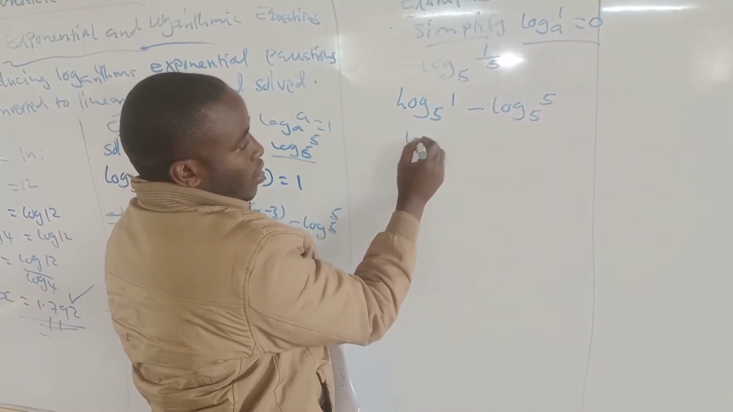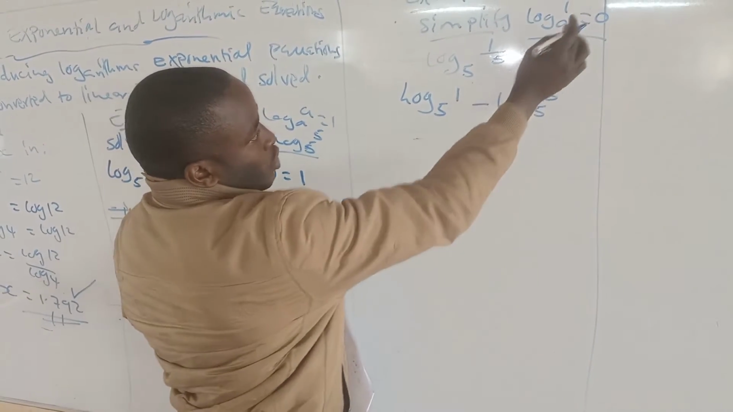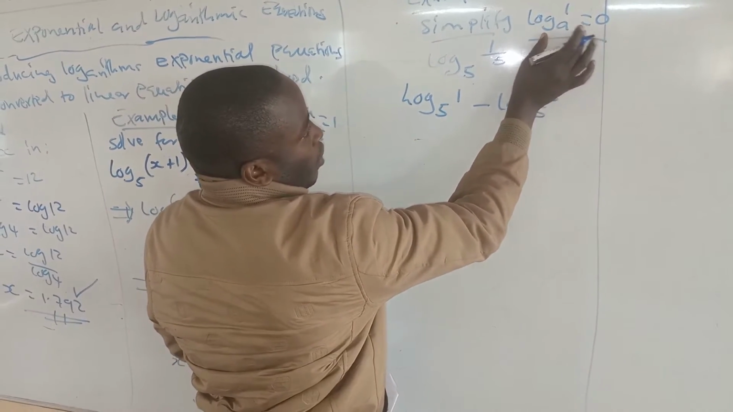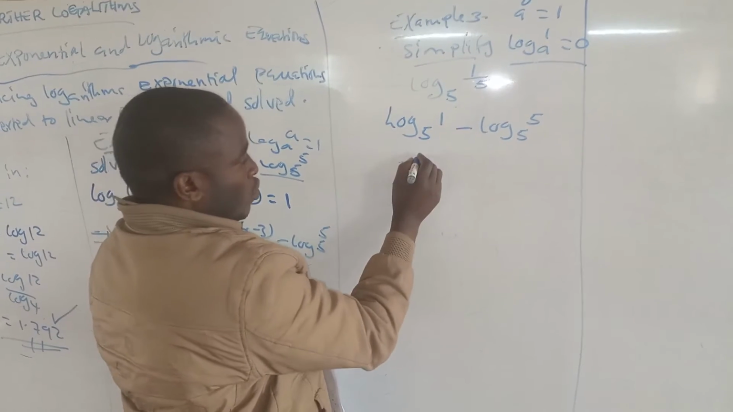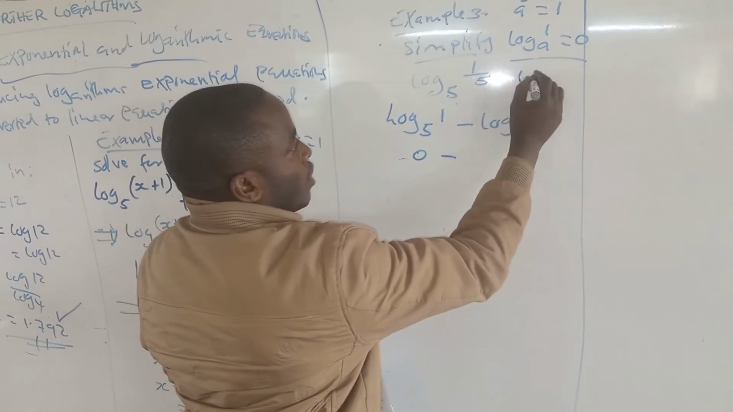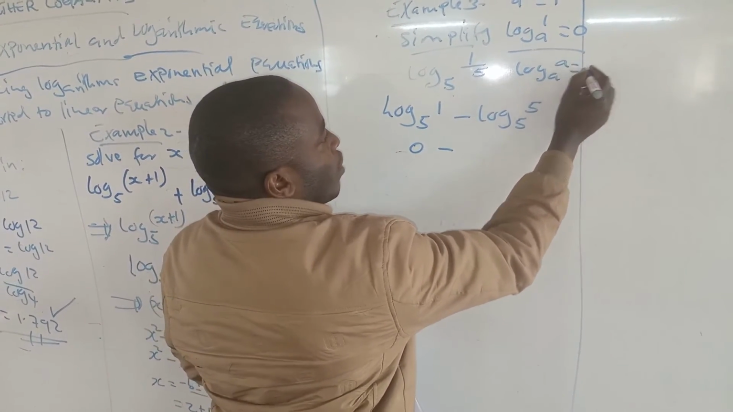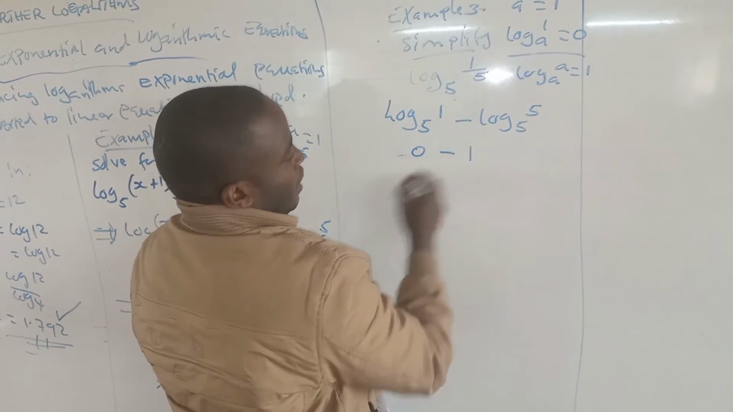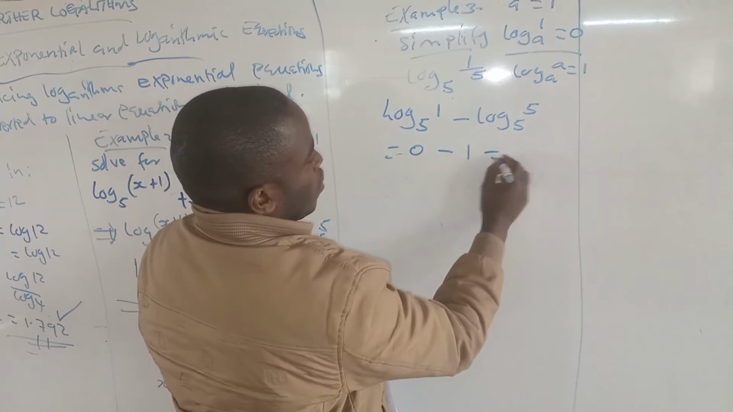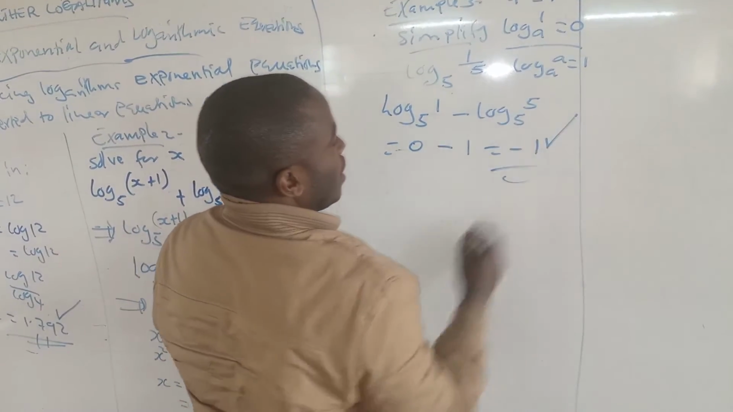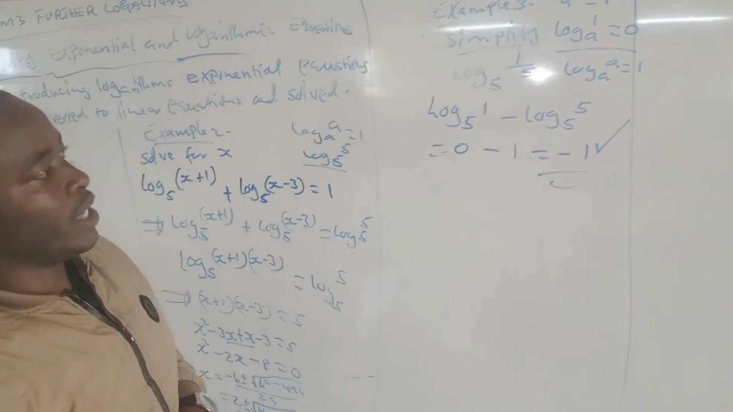Because you introduce this law here, log of 1 is 0. So log base 5 of 1 equals 0, minus, we know that log of a to base a equals 1, so minus 1. So this will be 0 minus 1, which is equal to negative 1. So this is the simplified answer.